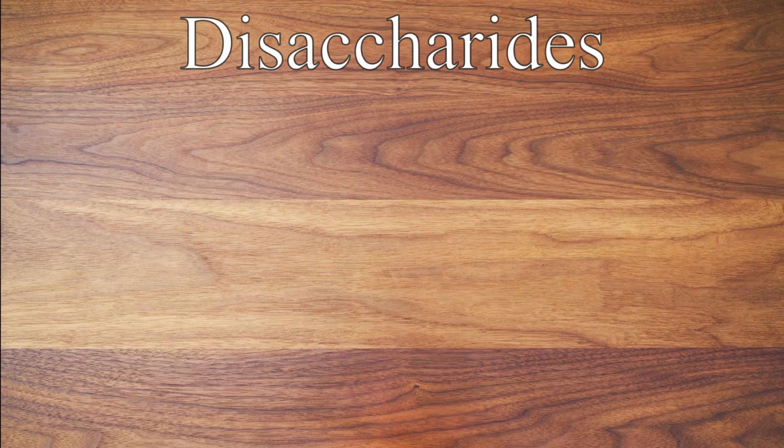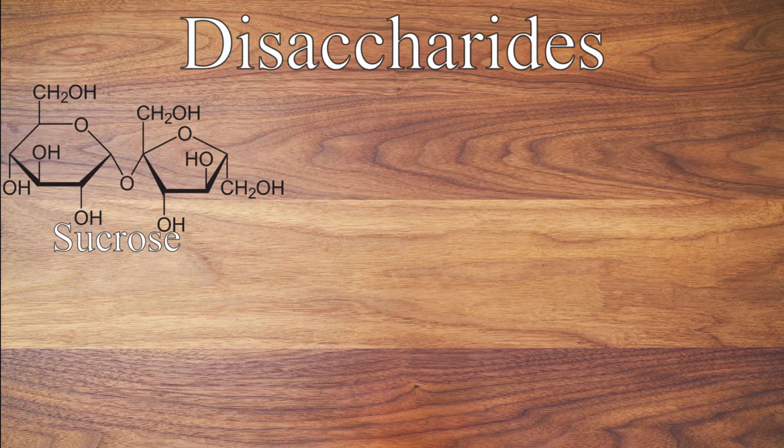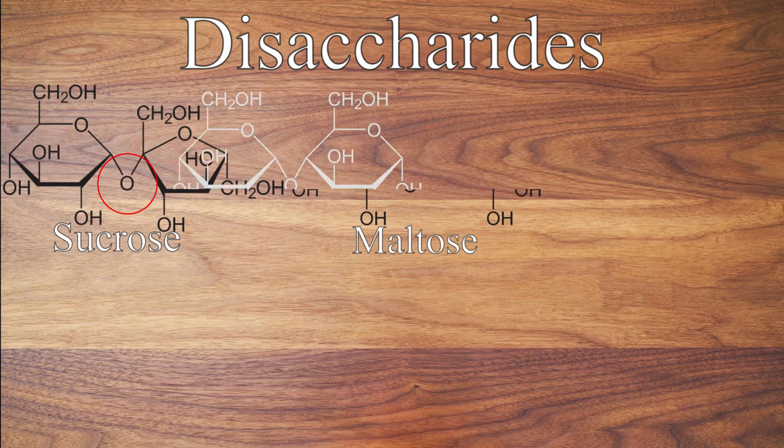Disaccharides are made of 2 monosaccharide units. Sucrose, also known as table sugar, is a disaccharide made of glucose and fructose. The way these 2 monosaccharides come together to form sucrose is from the removal of a molecule of water between the OH at carbon number 1 of alpha glucose and the OH of carbon number 2 of beta fructose. Glucose is involved in each type of disaccharide: sucrose, maltose, and lactose.